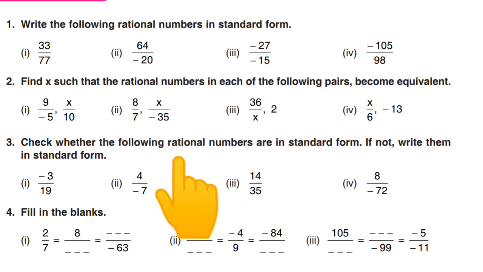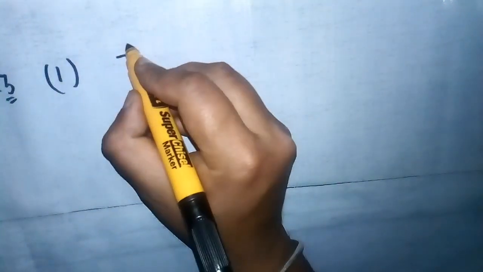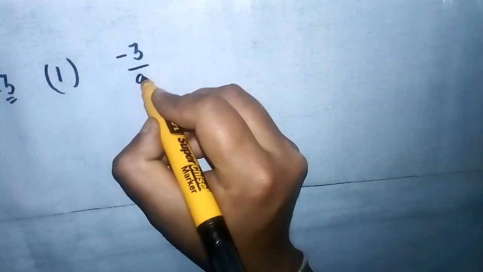Check whether the following rational numbers are in standard form. If not, write them in standard form. So let us see how we have to write them in standard form. And here the first part is minus 3 upon 19. We have to check whether it is in standard form or not. If not, then we have to convert it into standard form.